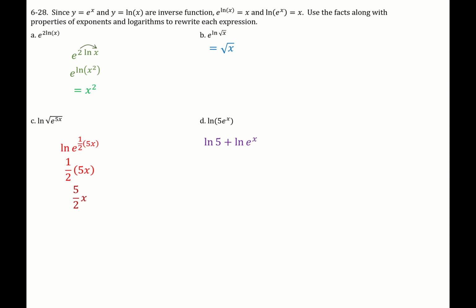And then ln of e to the x is just x. So you end up with ln of 5 plus x. And there's really no other way to simplify that. That is the answer, ln 5 plus x.